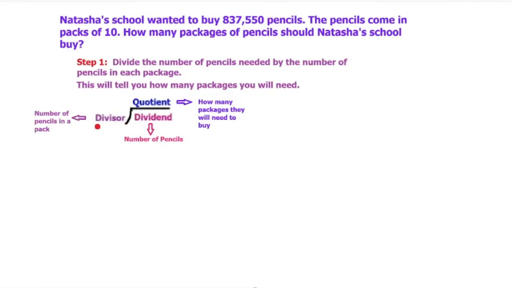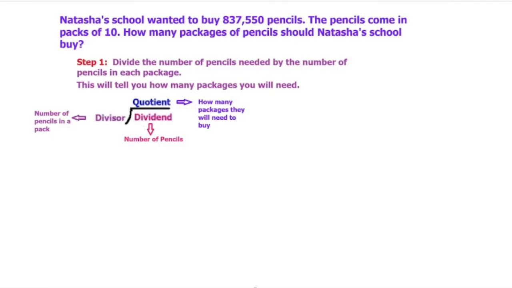So let's remember how we use the division bar. This is the dividend, this is the divisor, and this is the quotient. So for us, the dividend is the number of pencils. The divisor is what we're dividing by, which is the number of pencils in a pack. And the quotient is our answer, how many packages they will need to buy.